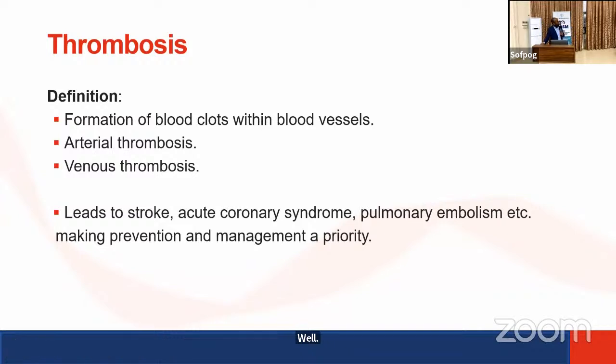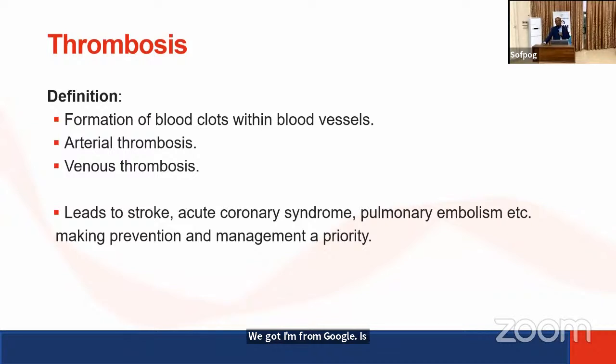Definition of thrombosis. Thrombosis is the formation of blood clots in a blood vessel as a result of abrupt stoppage of blood supply to organs. Once thrombosis forms, it affects organs and their function, and this actually leads to serious complications.